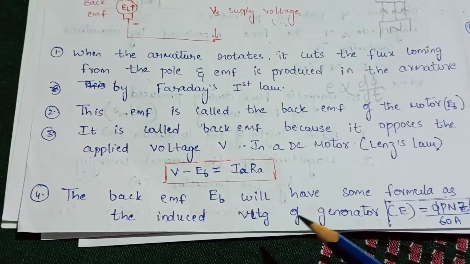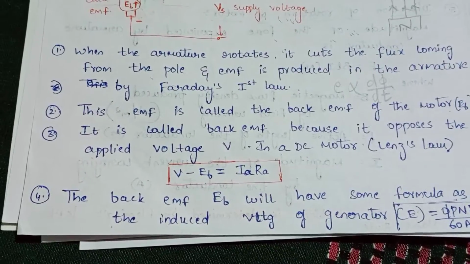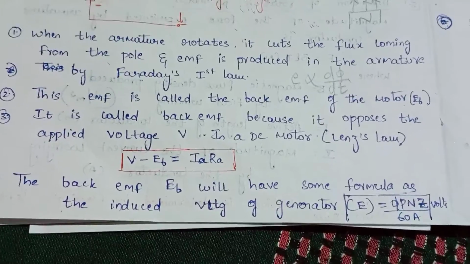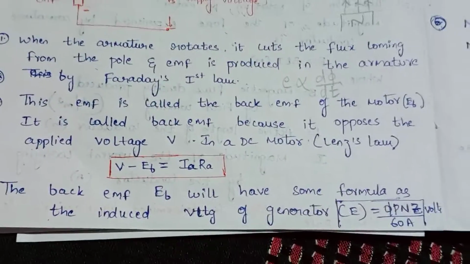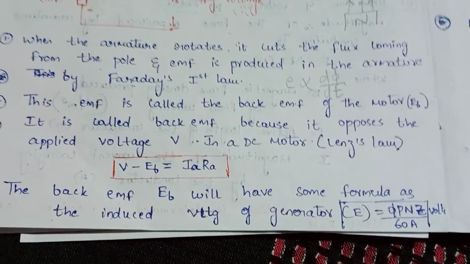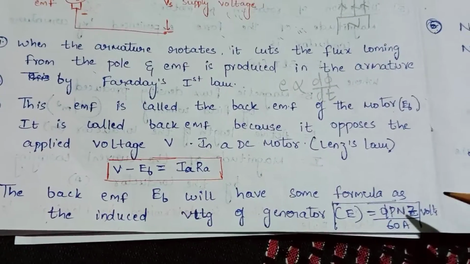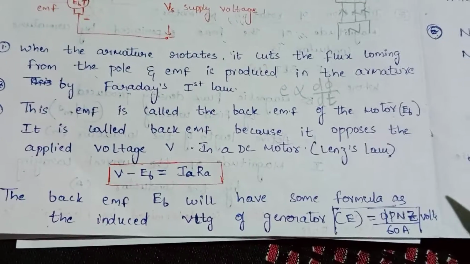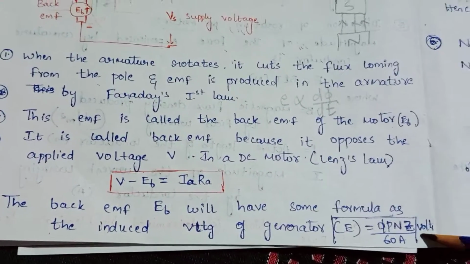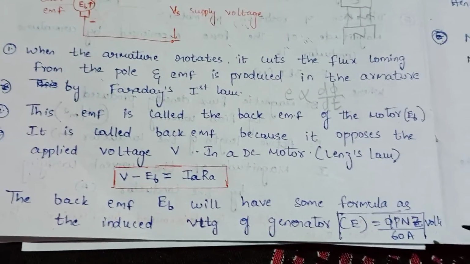The back EMF will have the same formula as the induced voltage. The induced voltage what we derived in DC generator is nothing but E is equals to P phi NZ by 60A, right? Where phi is the flux, P is the number of poles, N is the rotation of the armature in RPM, Z is the number of conductors, and A is nothing but the parallel paths. Understood?